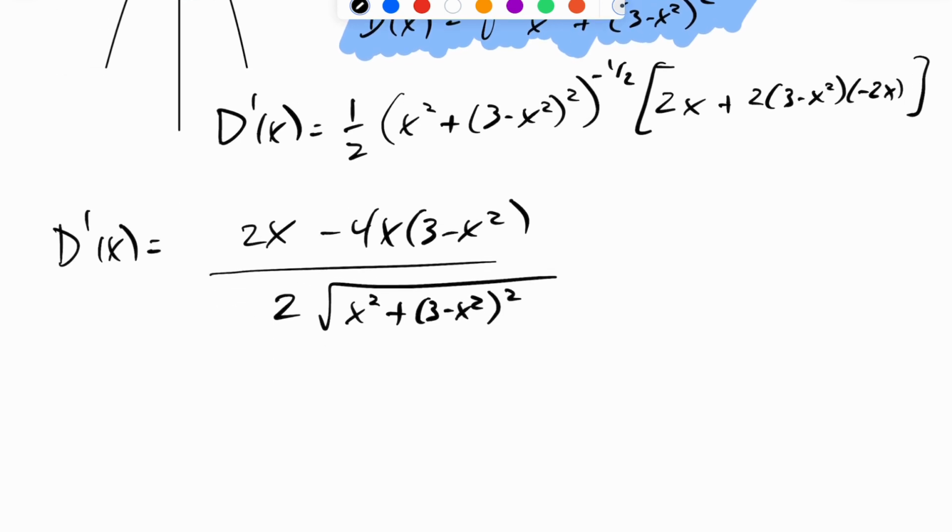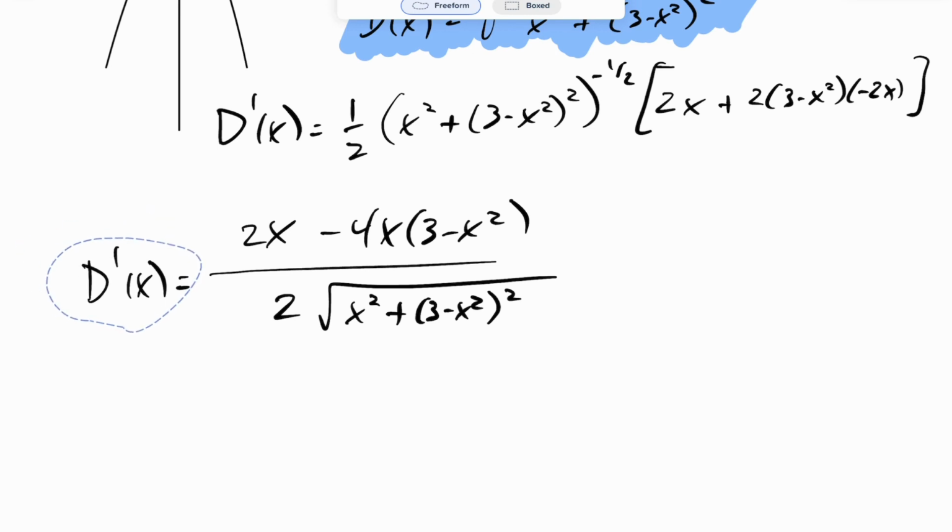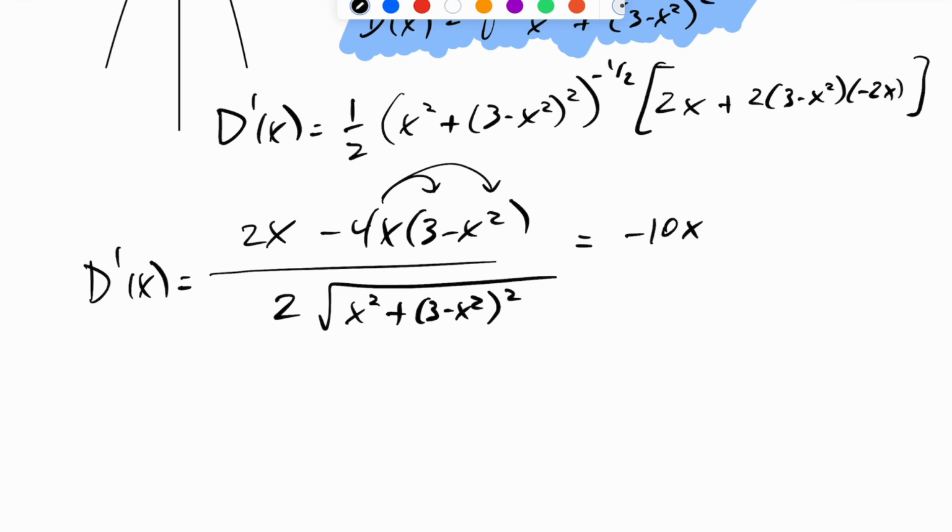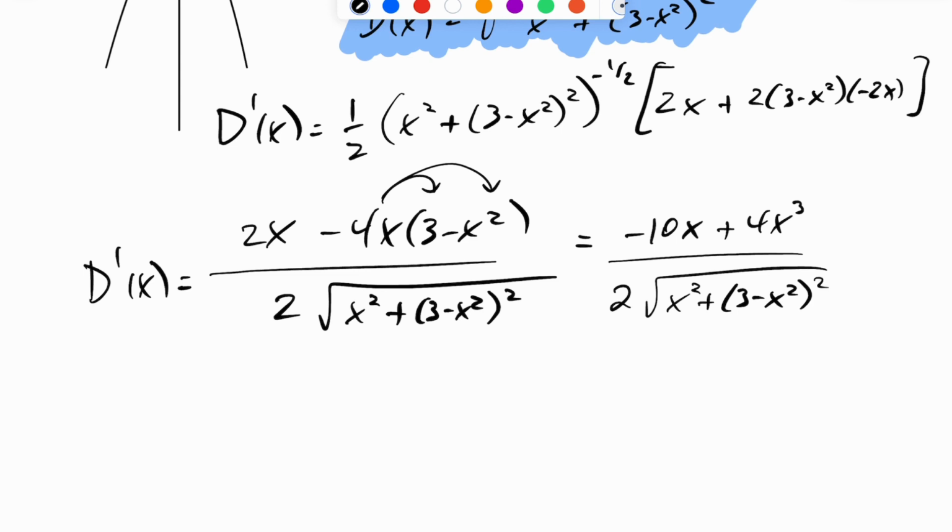So now I have my first derivative here, d prime at x. We can clean this up still, so I'm going to go ahead and distribute the minus 4x into the binomial here. If I do that, I'm going to get 2x minus 12x, which is negative 10x, and then that'll be plus 4x cubed, all over 2 times the square root of x squared plus (3 minus x squared) squared.